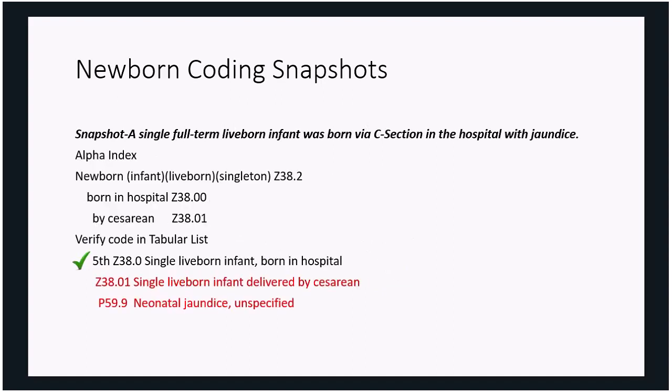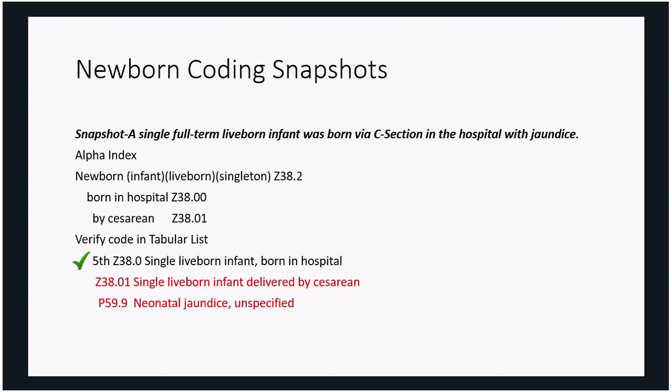Let's look at this snapshot example. We have a single full-term live-born born via C-section in the hospital, but they were born with jaundice, which would be a congenital or perinatal condition. So we go back to our alphabetical index. We go to the term newborn, and you see here the same nonessential modifiers, and you see code Z38.2, but we have more specific documentation, the type of delivery, and where this baby was born.